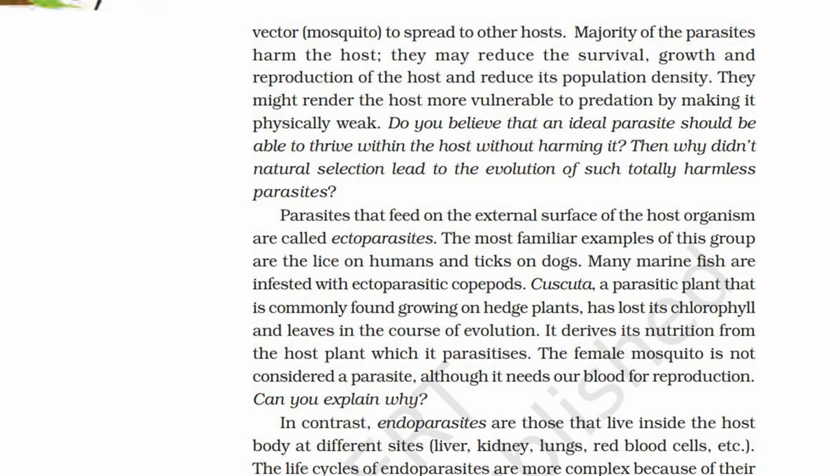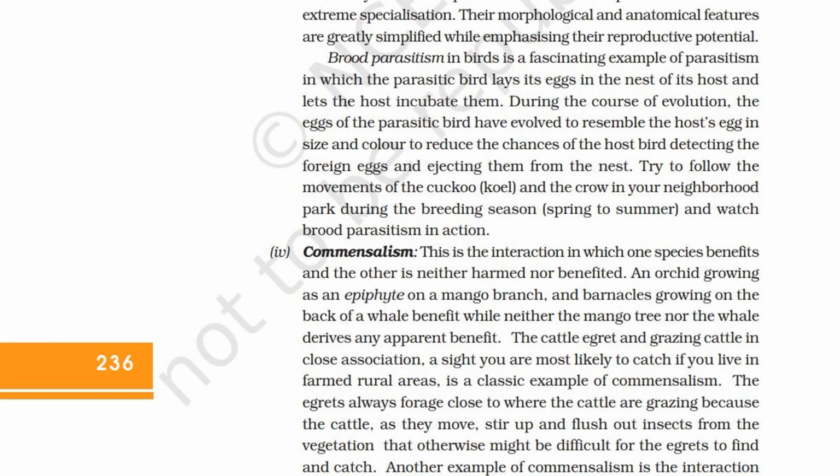Can you explain why? In contrast, endoparasites are those that live inside the host body at different sites: liver, kidney, lungs, red blood cells, etc. The life cycles of endoparasites are more complex because of their extreme specialization. Their morphological and anatomical features are greatly simplified while emphasizing their reproductive potential.